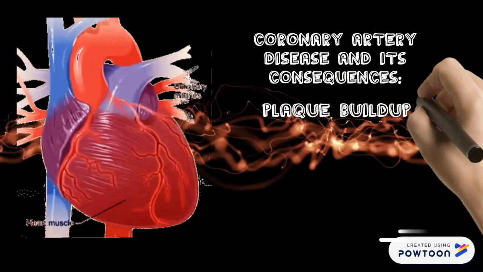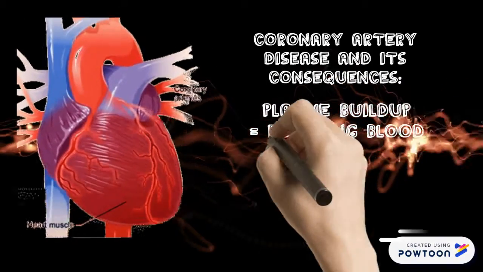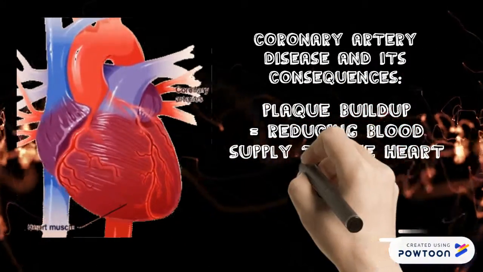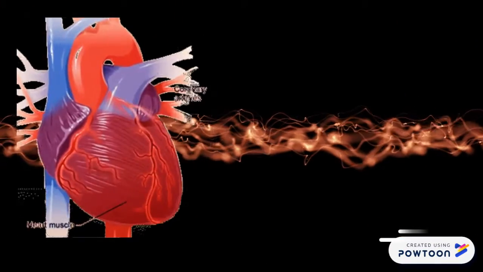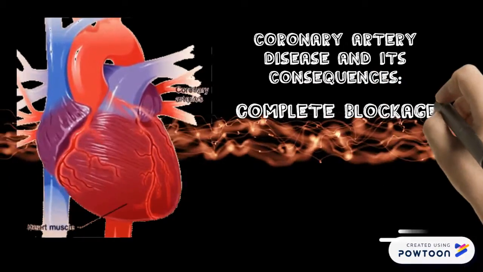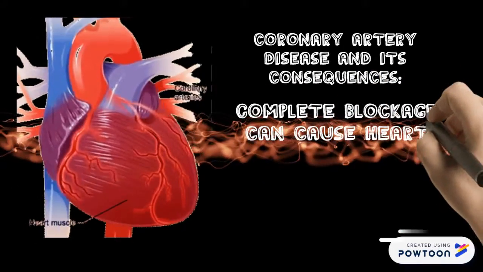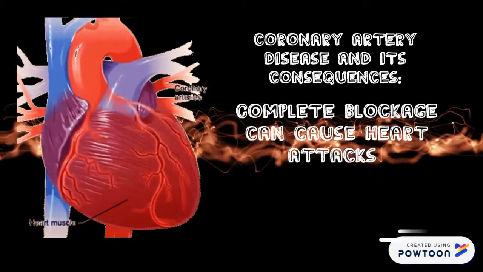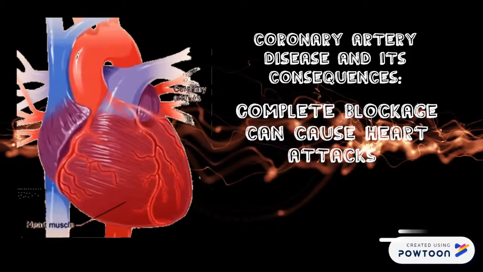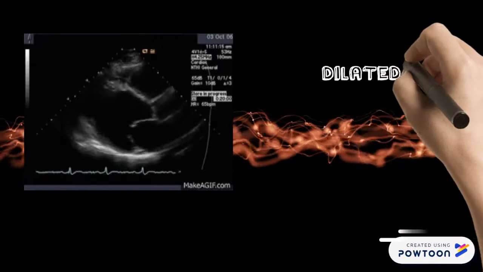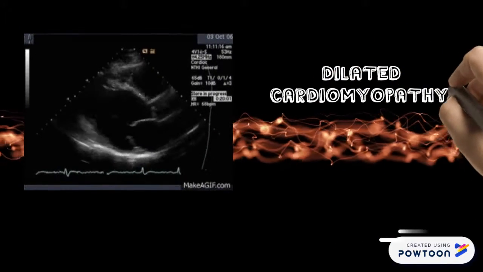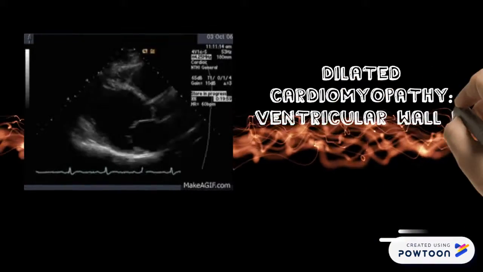Plaque buildup narrows the coronary artery, reducing blood supply to the heart muscle. Complete blockage can cause heart attacks, which often leave behind non-functional scar tissue. In dilated cardiomyopathy, the ventricular wall is dilated, becomes thin and weak.